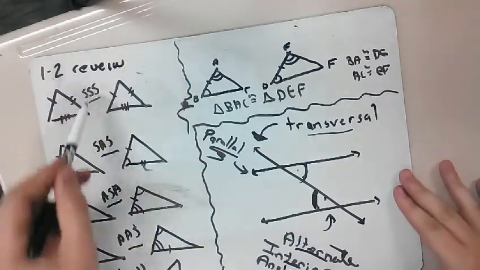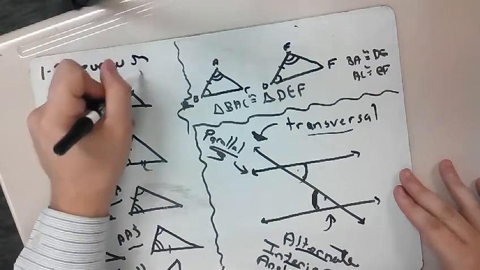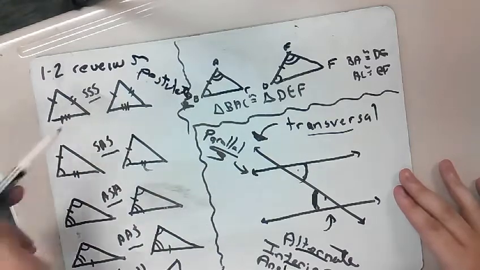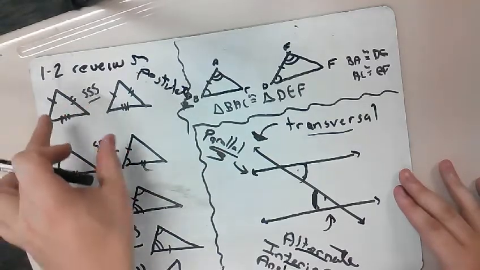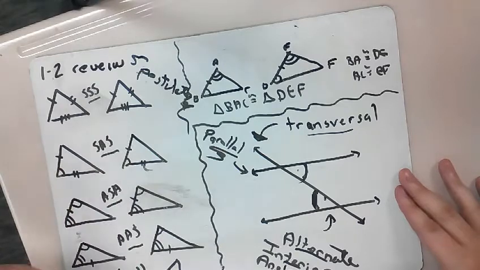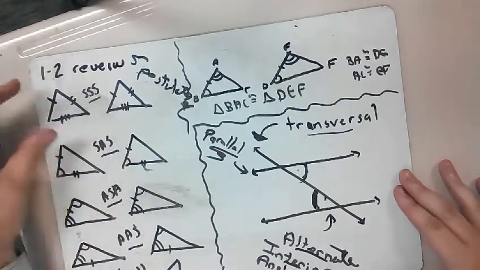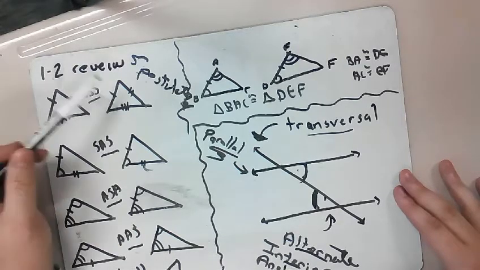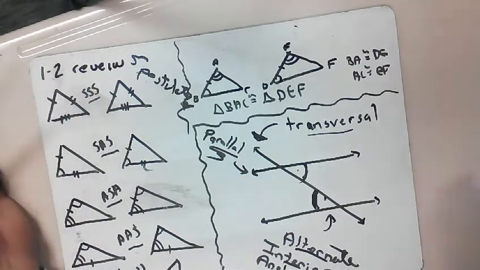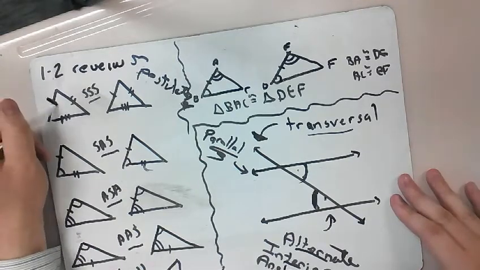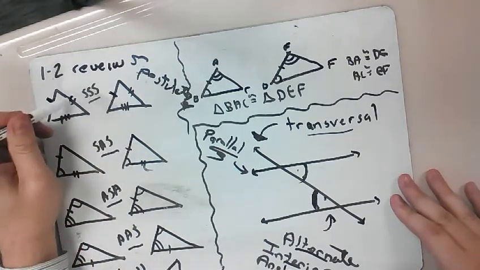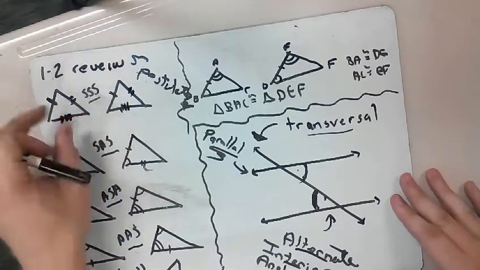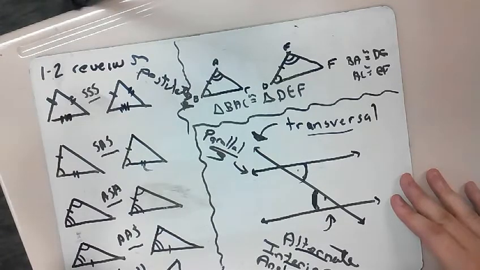Alright, so what I got here is the 5 postulates. We talked about them yesterday, and they're about how we could use the parts of a triangle to figure out if it's congruent to another. For example, side, side, side says that I have 3 congruent sides in each triangle, so this side is congruent to this side, and this side is congruent to this side. That's how I know that this triangle and this triangle are the same.